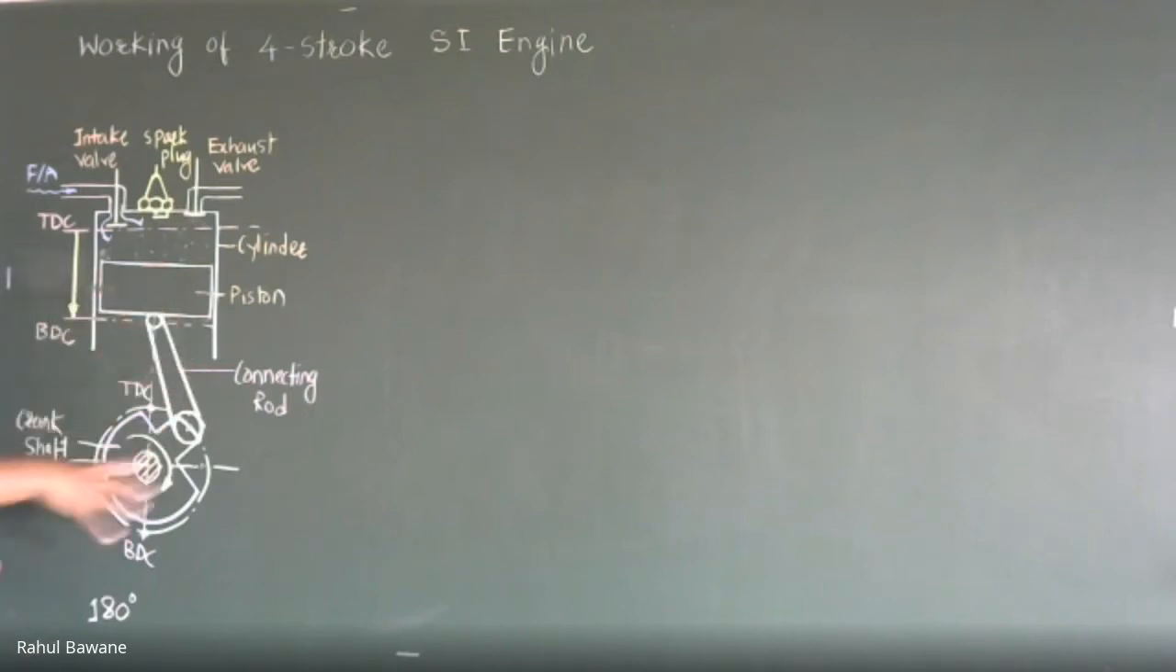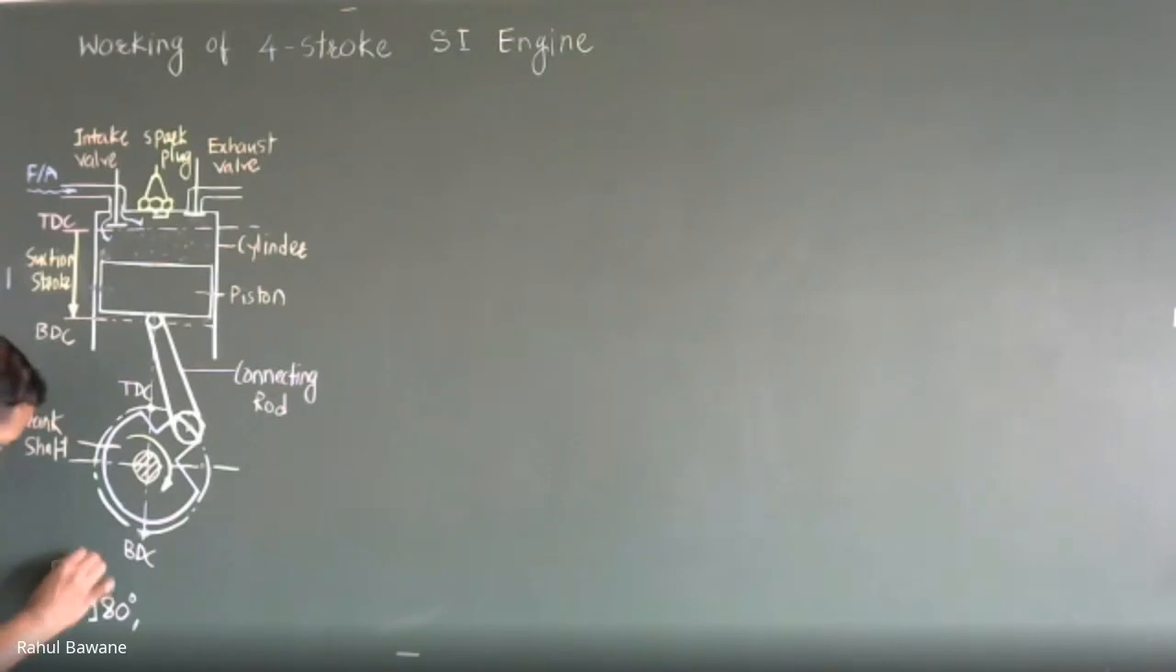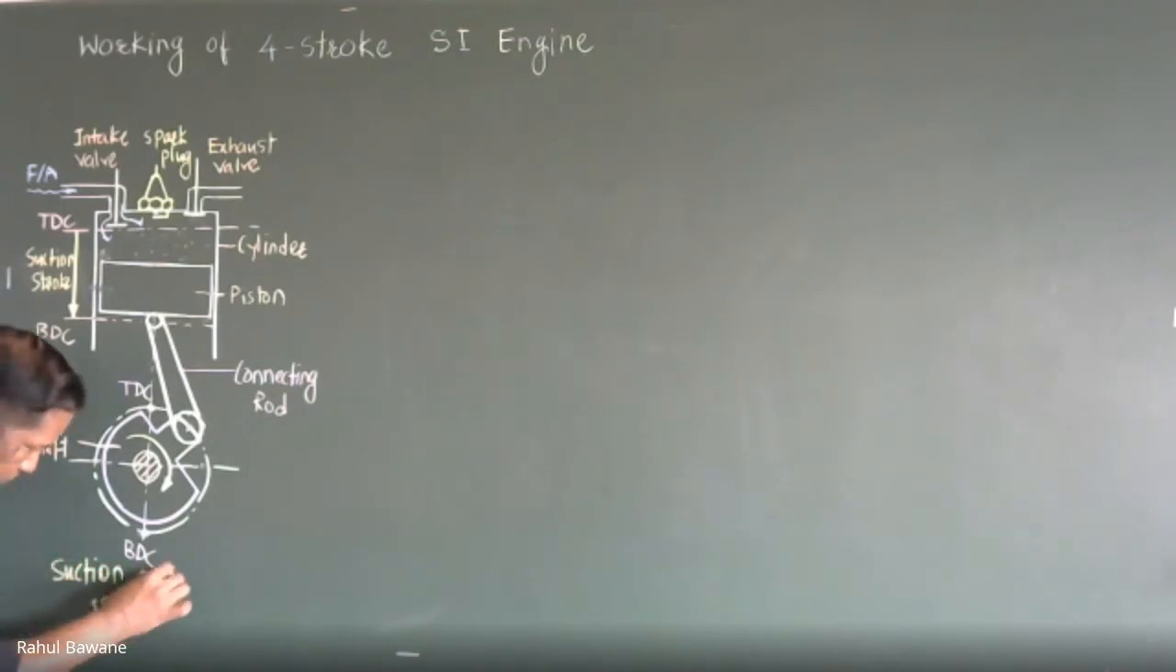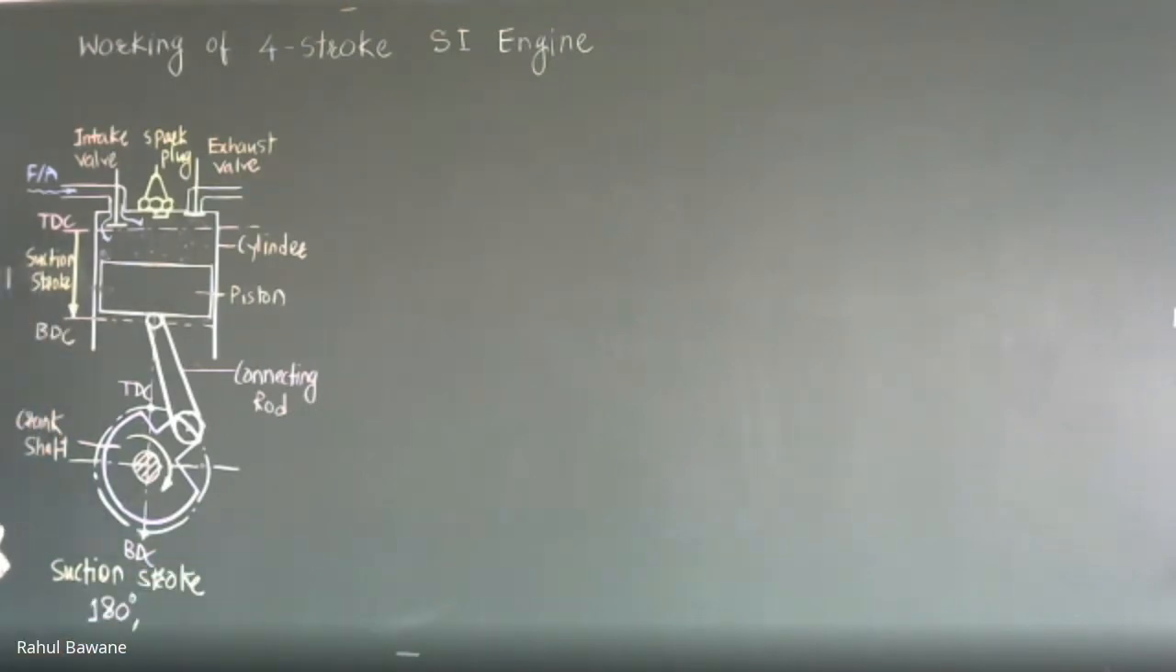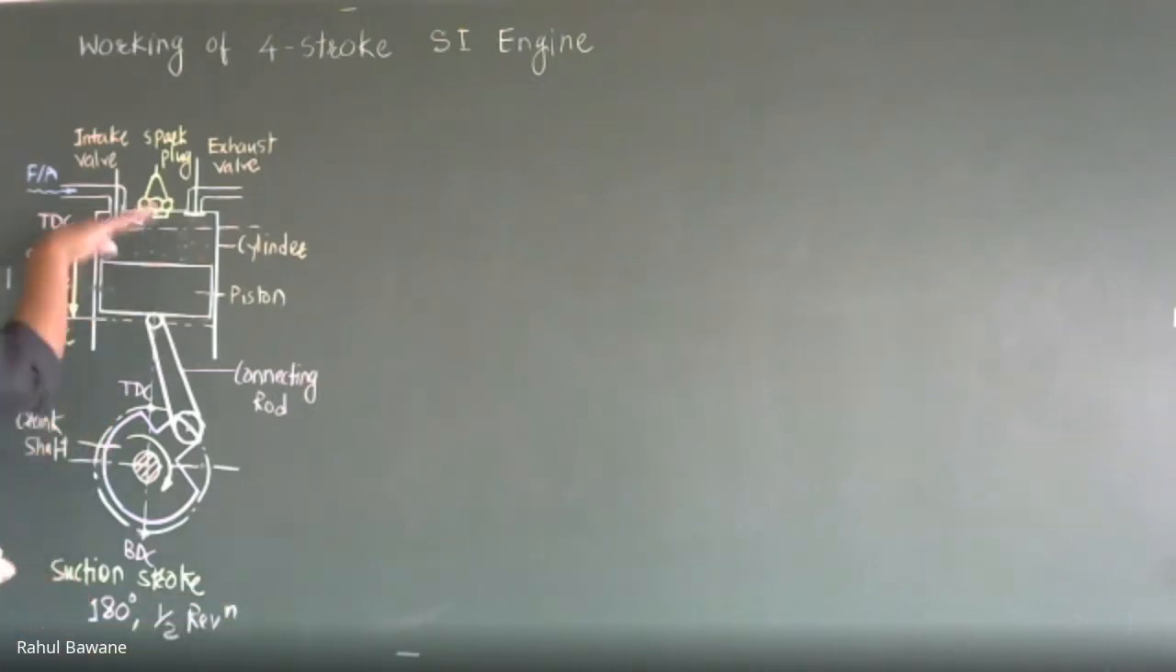So at the end of this whole process, the suction of air fuel mixture takes place. So this stroke is called the suction stroke. This is the first stroke, the suction stroke, where the crank completes 180 degrees. In terms of revolution, we can say half revolution, and your piston completes one complete stroke, that is the suction stroke. So this is the complete operation in the suction stroke.